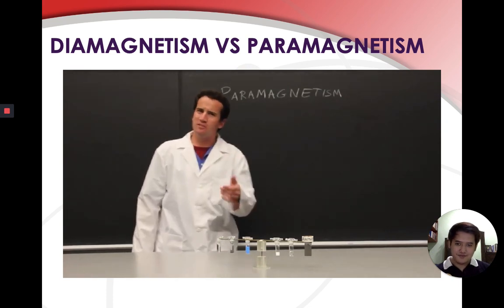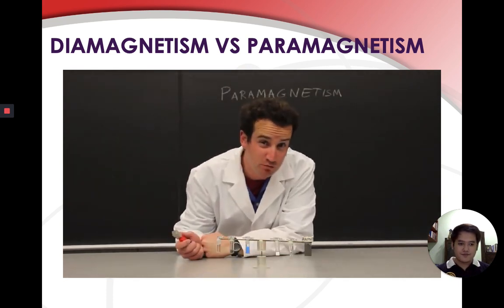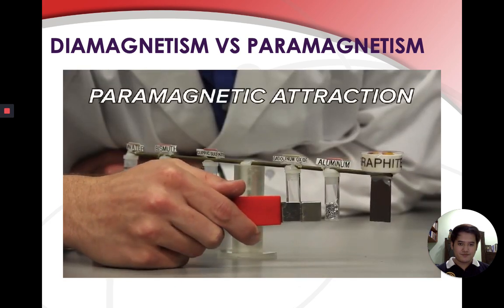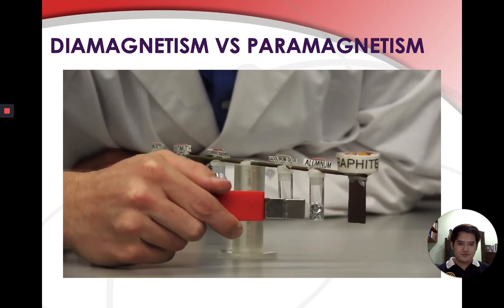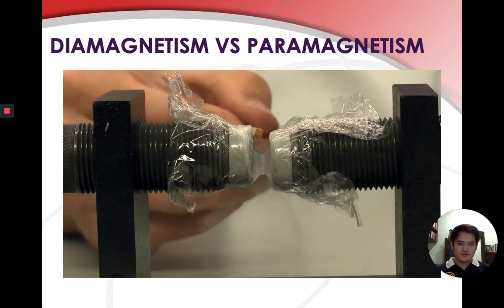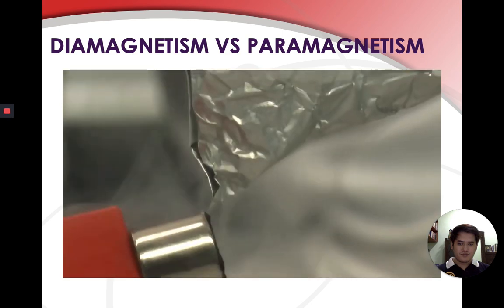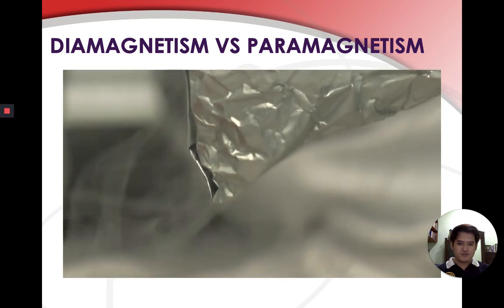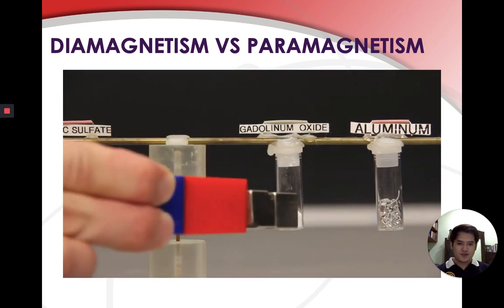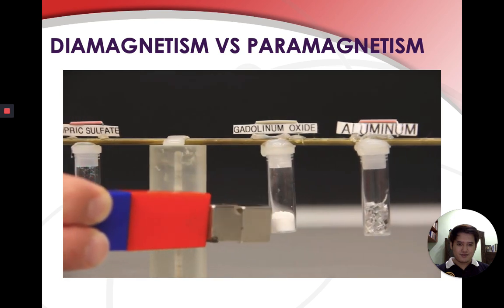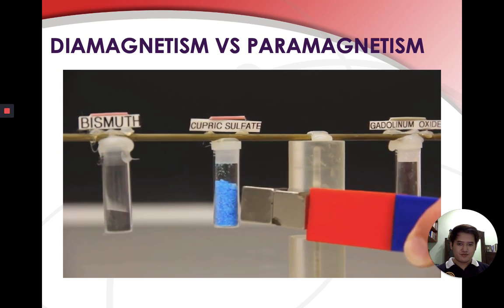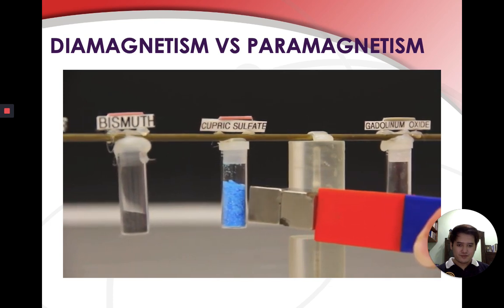Paramagnetism is a similar effect, except that it's much weaker and temporary. Aluminum is a good example of a paramagnet. And so is oxygen, which is attracted to magnets. Here, I have a few milliliters of liquid oxygen, which sticks to the magnet. I'll explain why later. Gadolinium oxide and cupric sulfate are good examples of paramagnetic substances. Cupric sulfate is a salt that can be picked up by a magnet.